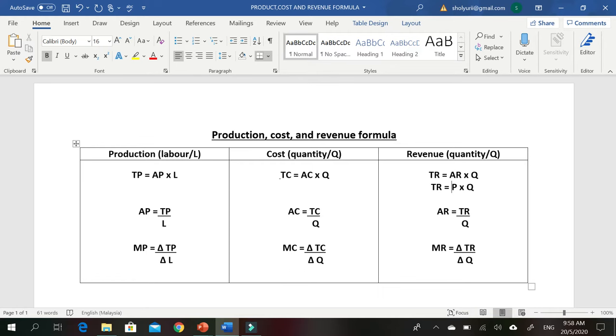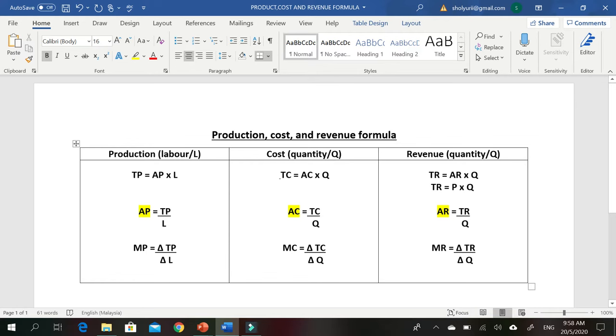Alright? So, this is revenue. So, no worries. Let's look first, then you can understand how come I got this. I already told you, this is the formula. Then, here, average revenue. What does it mean by average? Average means purata. Same goes here. Average cost, purata for cost. Average product, purata for product.